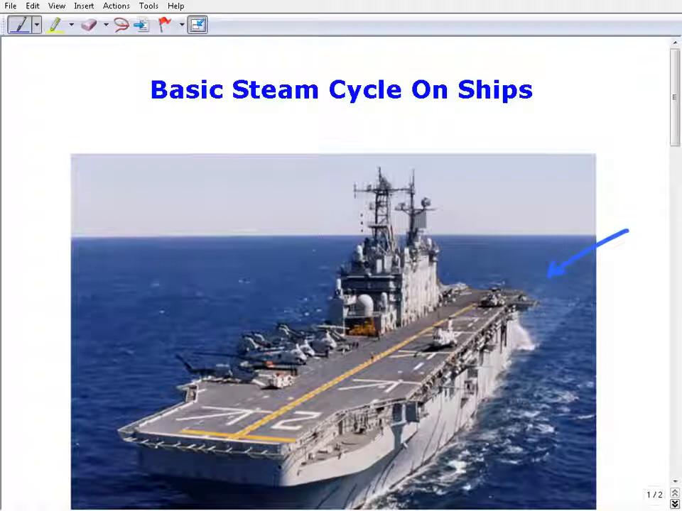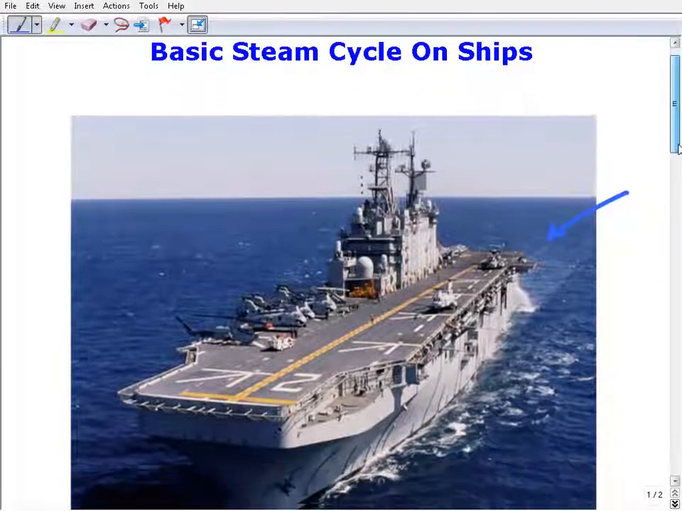But the goal of this video is to give anybody who's interested a real basic appreciation of the systems involved to propel a ship like this through the water. That's pretty amazing when you think about it. We'll talk about that more in a second, but first let's talk about ships in general.